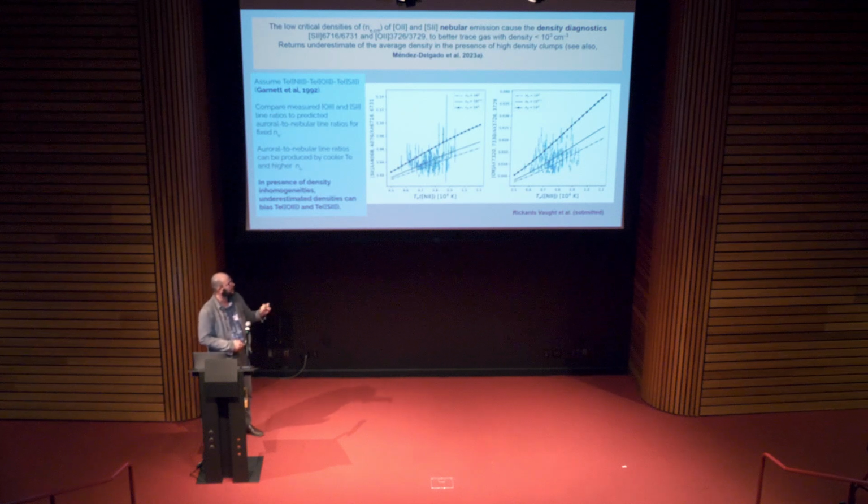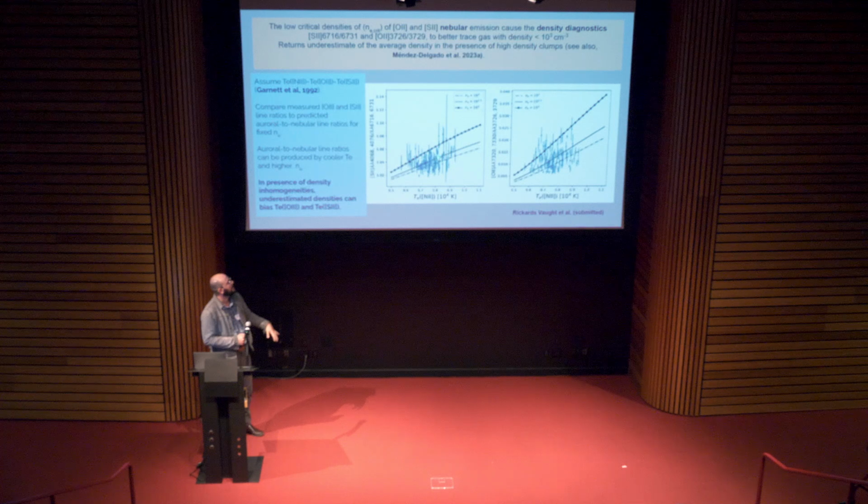So you'll end up underestimating the average density of the H2 region. One way to see how this would play out in terms of observations: we took a simple prediction from photoionization models that all the low ionization temperatures should agree with each other. We chose nitrogen-2 as the foundation temperature, and then compared our measured auroral to nebular line ratios to those predicted using PyNeb for fixed electron density.